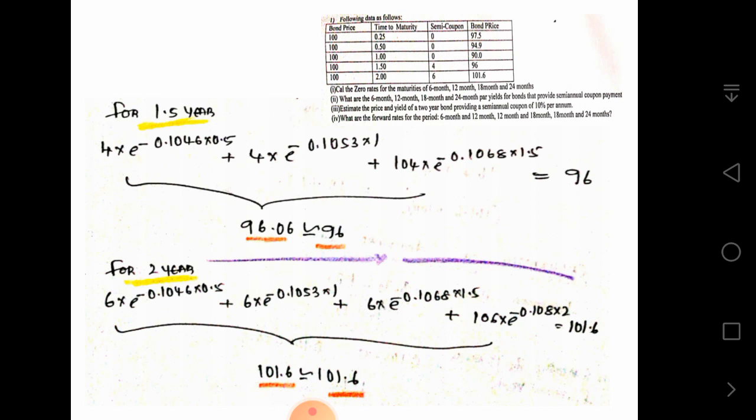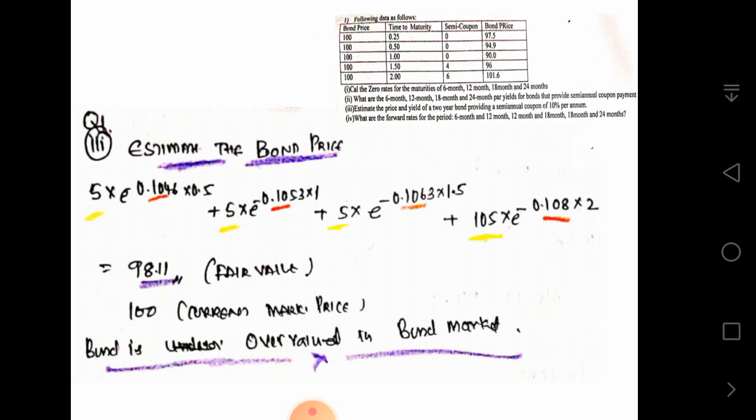Next, if you calculate for 2 years, the coupon is 6 rupees. That is 6 into exponential to the power of minus the 0 rate calculated multiplied by the time, for 6 months 0.5, plus 6 into exponential to the power of minus the 0 rate for 1 year into 1, plus 6 into exponential to the power of minus the 0 rate into 1.5 years, plus 106 into exponential to the power of minus the 0 rate for 2 years. This is equal to 101.6, which is almost equal to the current market price of the bond. So the par yield is again equal to the current market price of the bond.